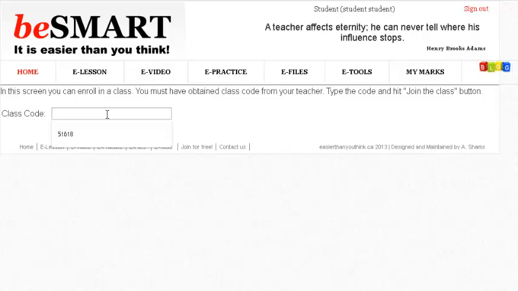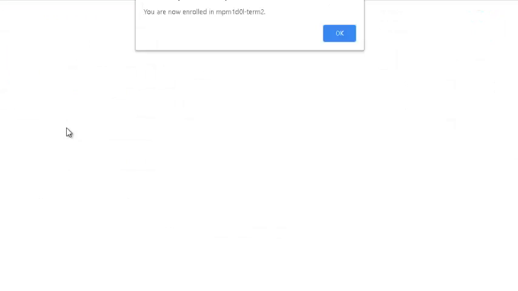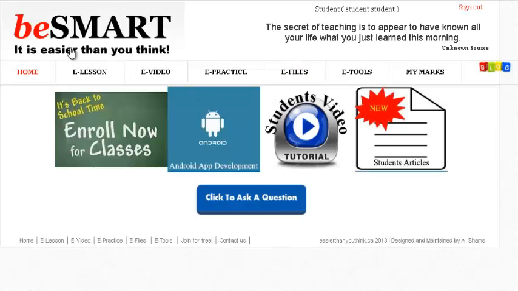Now you type the number provided. For instance, in this case, I'm going to type 23847, and then you click on Join the class, and you will see the message that you are now enrolled in the class name. You click OK. Now you're going to get back to the same screen.